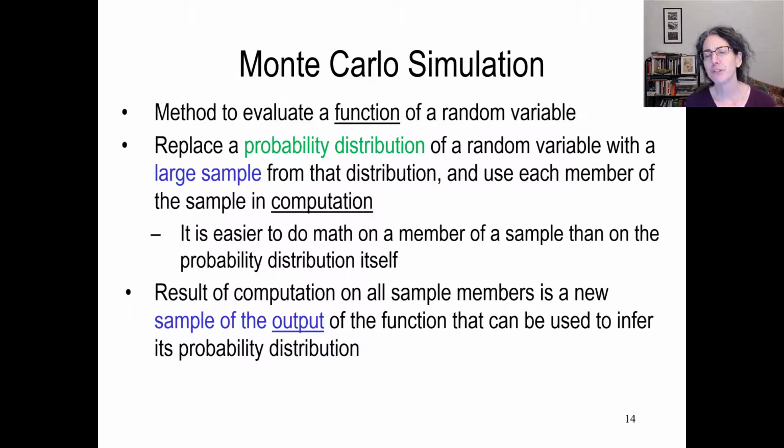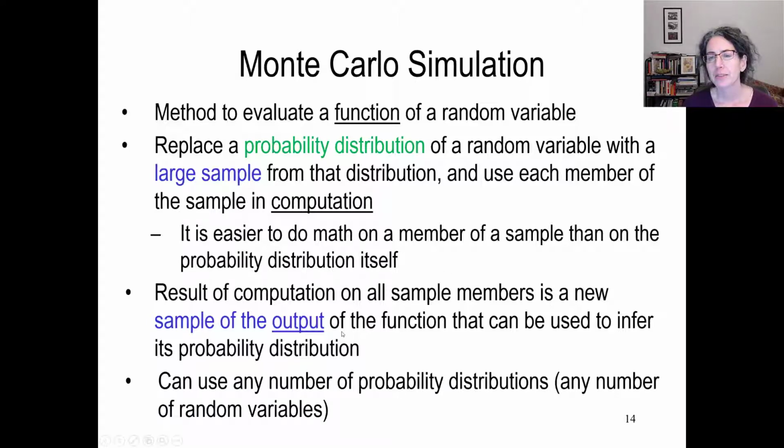So the result of this computation on all the sample members is that now we have a new sample of the output of the function, and we can use that sample of the output to infer its probability distribution. This analysis process can work on any number of random variables, and therefore any number of probability distributions. We can have 1 or 2 or 10 or 100 distributions being evaluated with no added complexity.